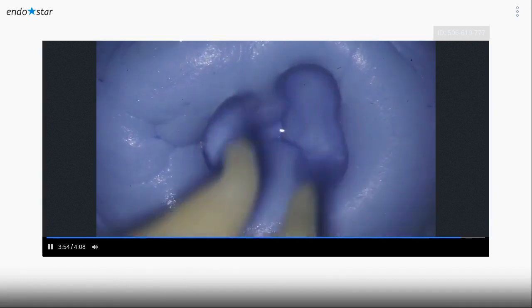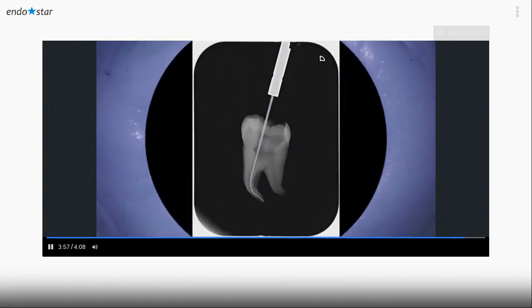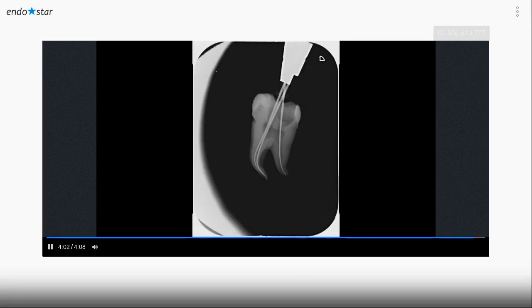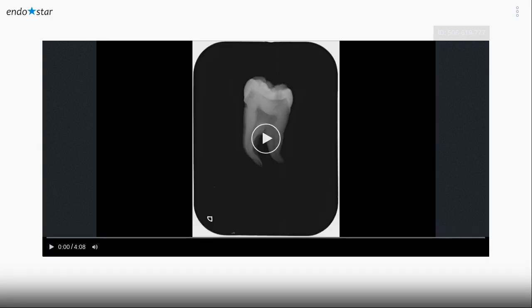Now you need to remember with the EP files, you don't need to apply any sort of pressure apically. The file will glide itself till the apex. You need to go in slowly, a good easy 3 to 4 or 5 strokes, that's it. Withdraw the file, clean the flutes, irrigate, reintroduce the file.